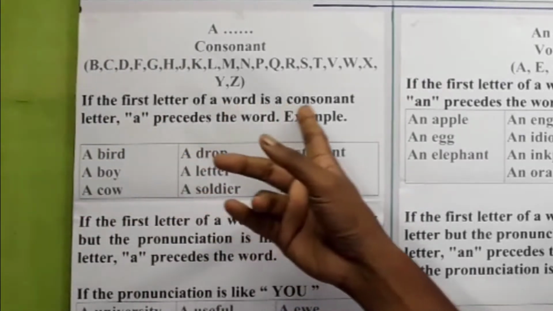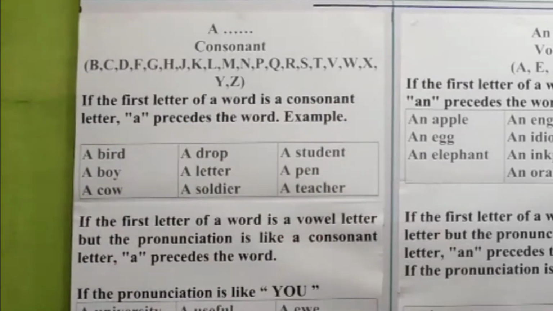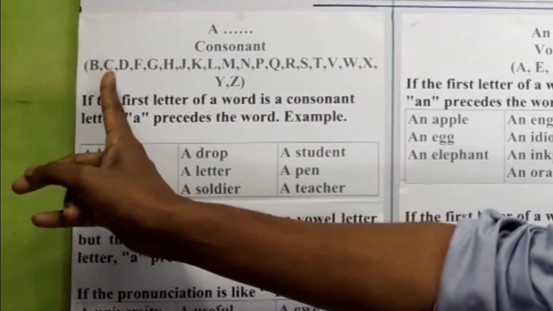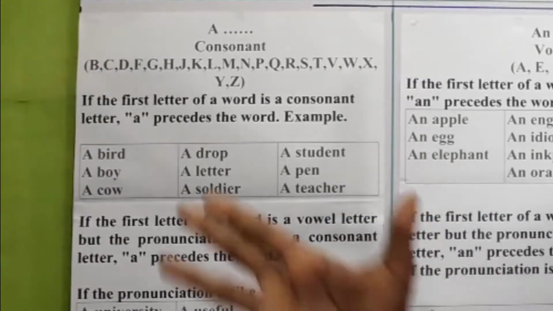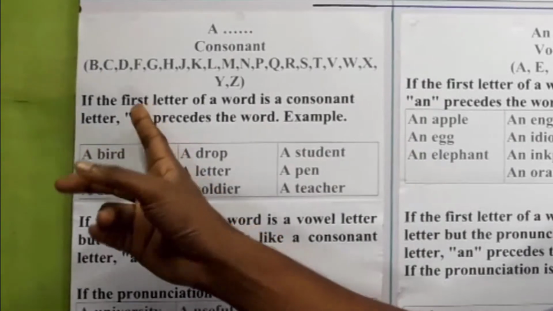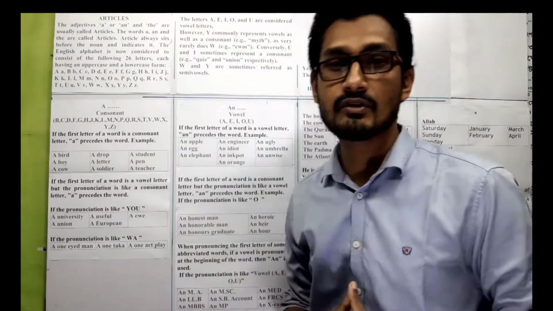If the first letter of a word is a consonant letter, a precedes the word. Bird, B. B is a consonant letter. A consonant sound is given, then a is used.